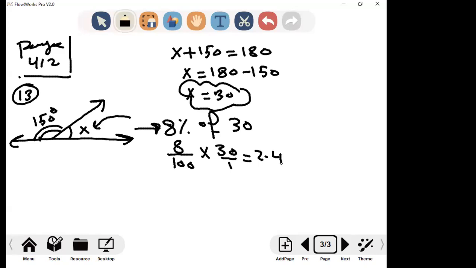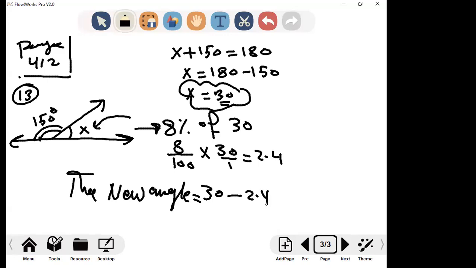2.4. Now the new angle is the original angle x, which is how much? 30, decreased by not 8, by 2.4, which is 27.6 degrees. Do you understand it? Good. Why we subtract? Because they want us to decrease it. They want us to decrease it.